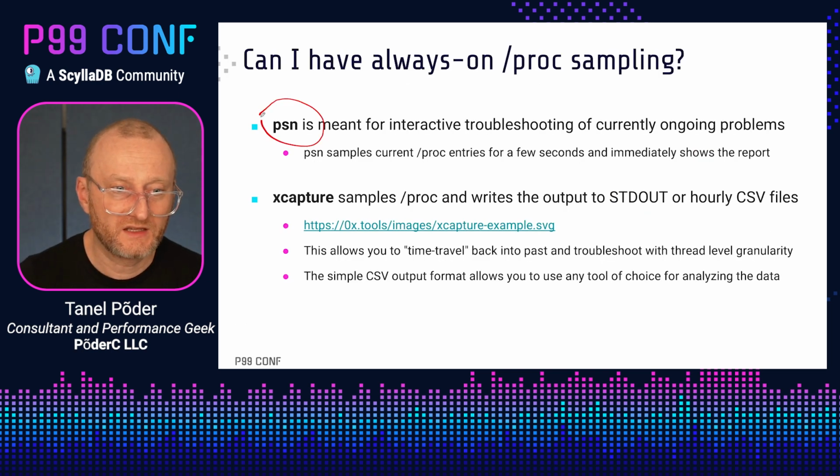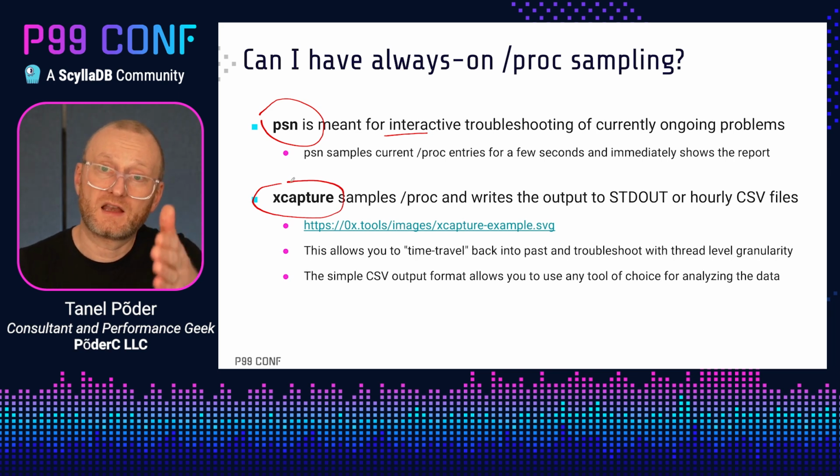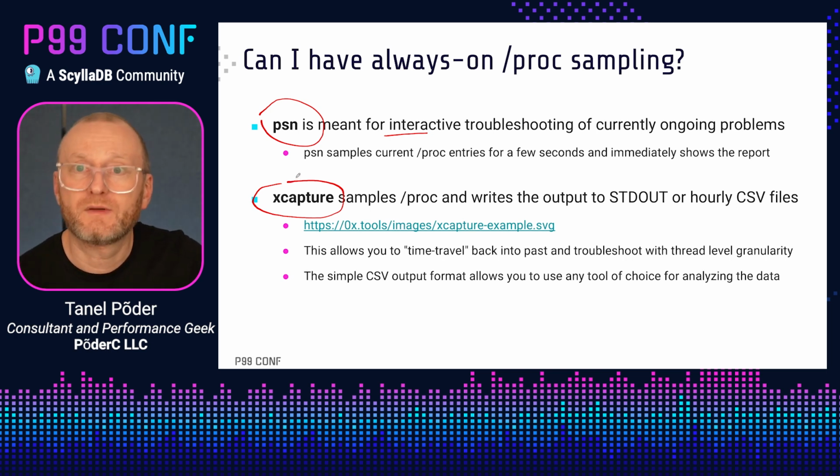Okay, so PSN only is meant for interactive work. So, things that are going on right now, you can measure them. And X-capture is then basically something that allows you to run similar sampling, once per second or whatever you want, and keep it running 24/7, right?